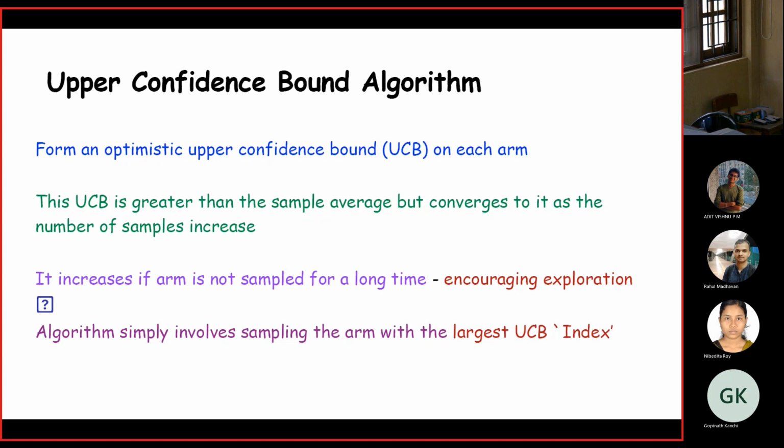Okay, so just some more things about the upper confidence bound algorithm. It is an optimistic upper confidence bound on each arm. This UCB is greater than the sample average, but converges to it as the number of samples increases. So it also gets closer to the true mean because the sample average gets closer to the true mean as the number of samples increases. It increases if the arm is not sampled for a long time, so this encourages exploration. And the algorithm simply involves sampling the arm with the largest UCB index. Right?